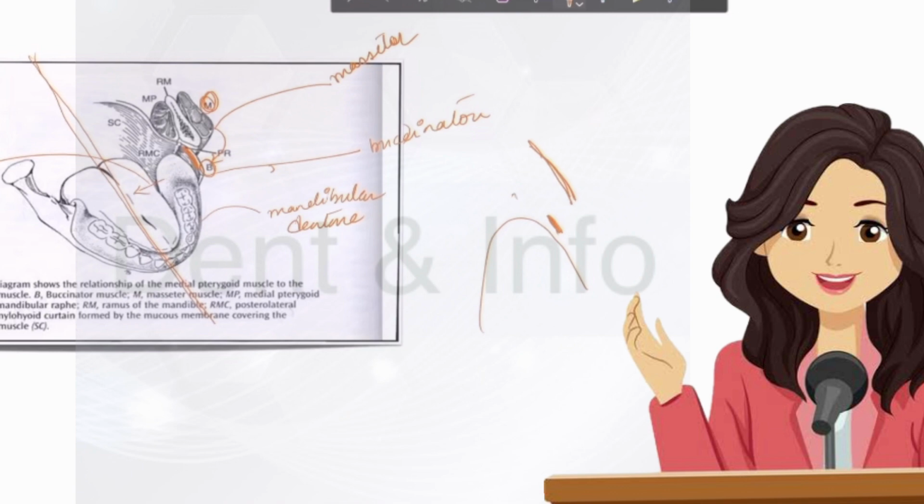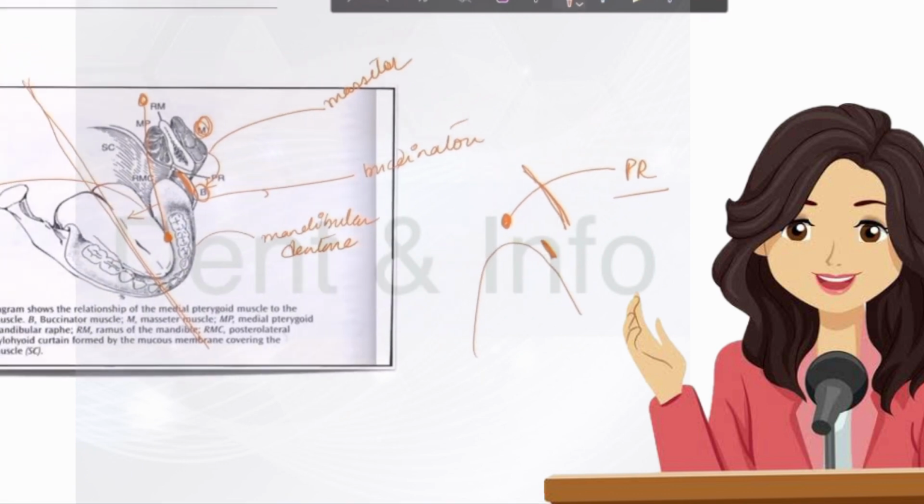Now posteriorly, if you see somewhere here, we have our pterygomandibular raphe that comes from the hamulus here and joins at the mylohyoid ridge. So somewhere there is your raphe. Just behind this denture, what we'll see is our medial pterygoid. Somewhere here, you'll see our medial pterygoid. And on the medial aspect, that means on the inner aspect, you see your superior constrictor muscle.